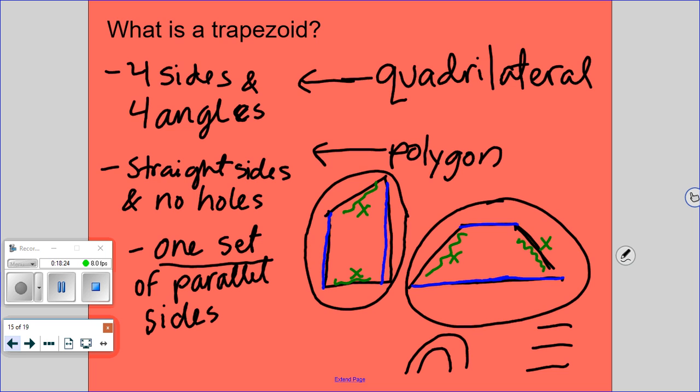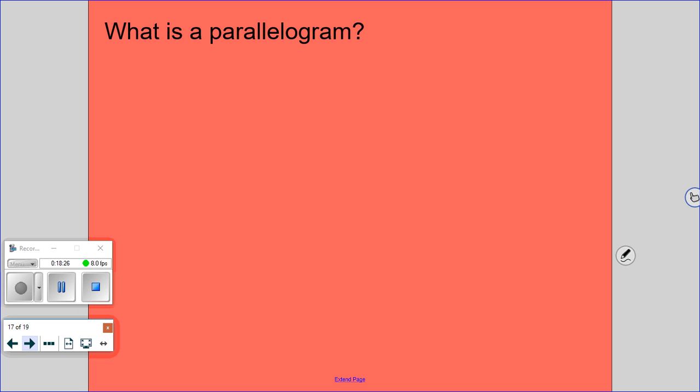Alright, we're moving on to parallelogram. Make that the title of your next blank page, please. Parallelogram. Based on the word parallelogram, what do you think I'm going to find in a parallelogram? And it's not grams.